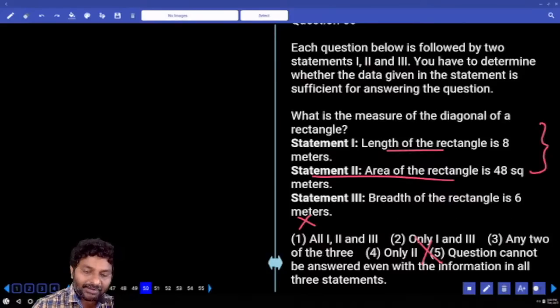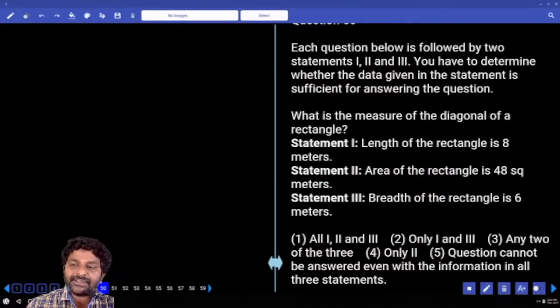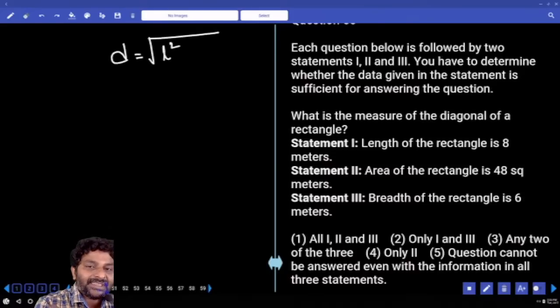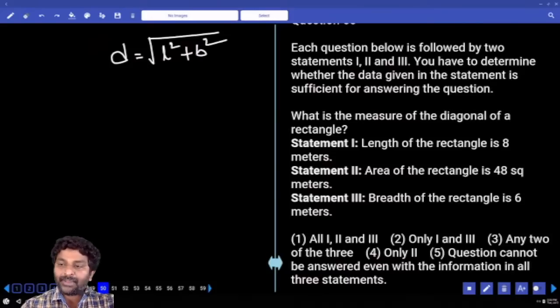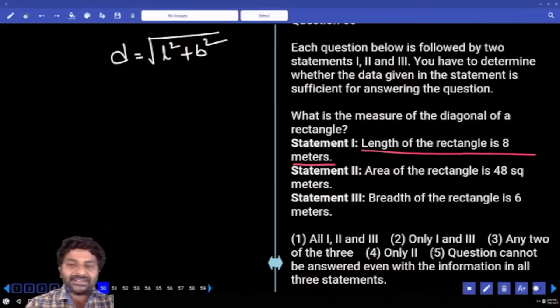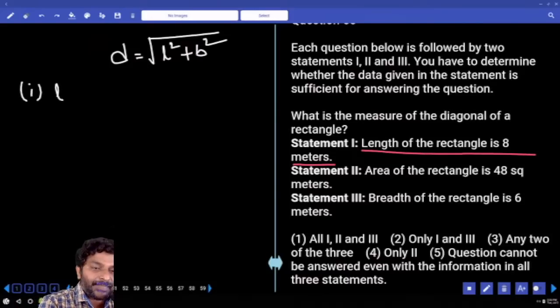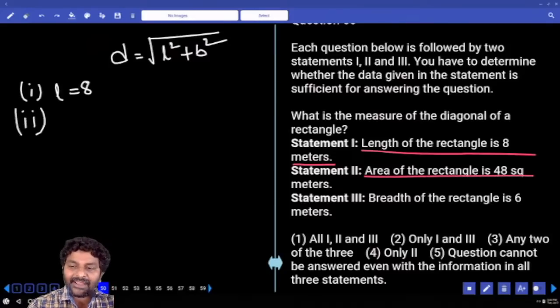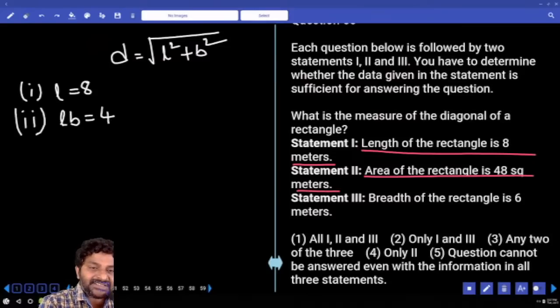Agreed? Right. Next. What is the measure of the diagonal of the rectangle? So the diagonal of the rectangle, can you tell me what is that? Under root of L square plus B square. Right. That is what we need. Length of the rectangle is 8 meters. First statement says L is equal to 8. Second statement. Is 1 alone sufficient? Area of the rectangle is 48. That means length into breadth is equal to 48. Is 2 alone sufficient?